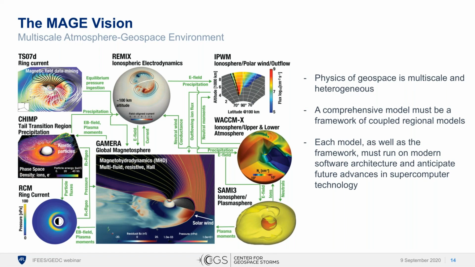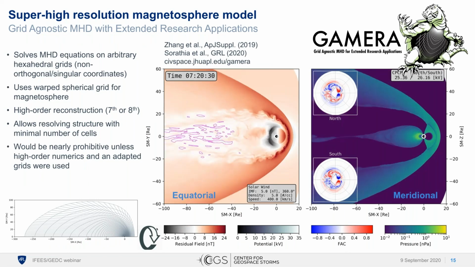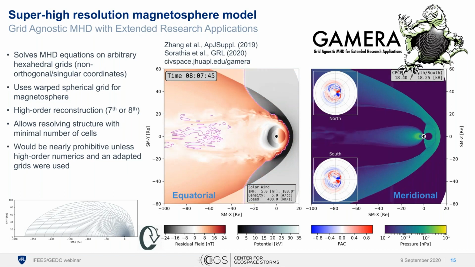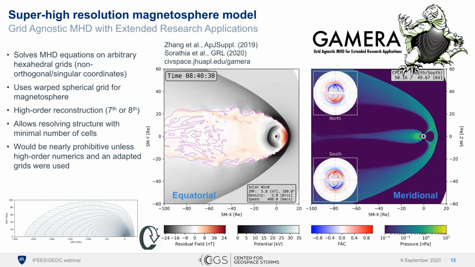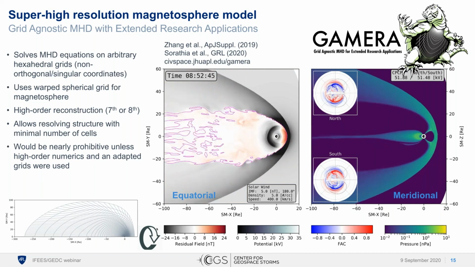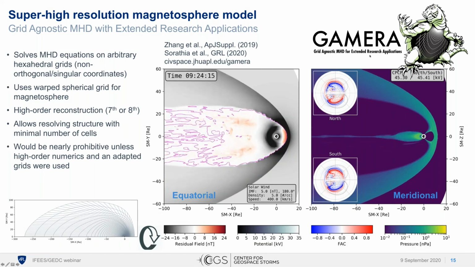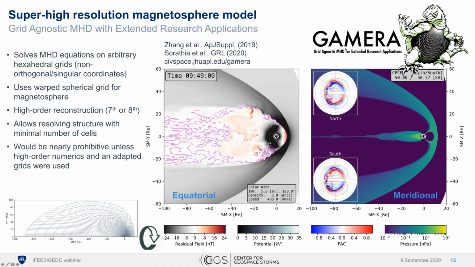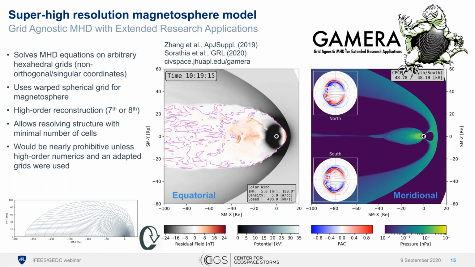So what I thought I would do here, because I'm talking to a fairly technical audience, I'll give you a couple of examples of our simulations just to give you a flavor of what it looks like and what it entails. So I'll show you two examples. One is from the model of the global magnetosphere, the model that we call GAMERA, which stands for Grid Agnostic MHD for Extended Research Applications. MHD is magnetohydrodynamics, so it's just like hydrodynamics, but with magnetic fields embedded in it.